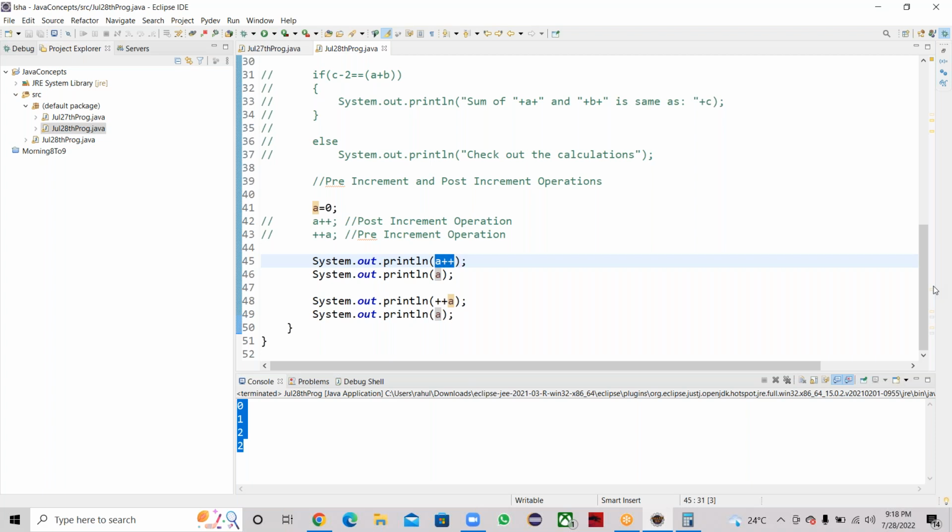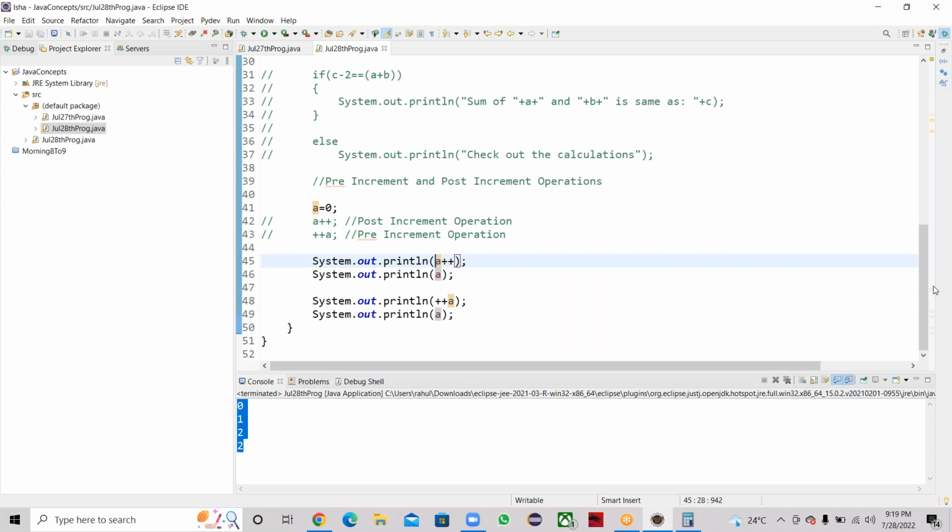I'll tell you the reason. So A plus plus means what? The value of A is 0 and you're incrementing the value of A by 1. That means the updated value of A is 1, but that updated value will be stored internally and only the normal value will be displayed. Okay?